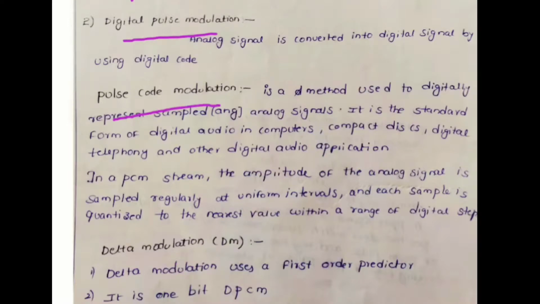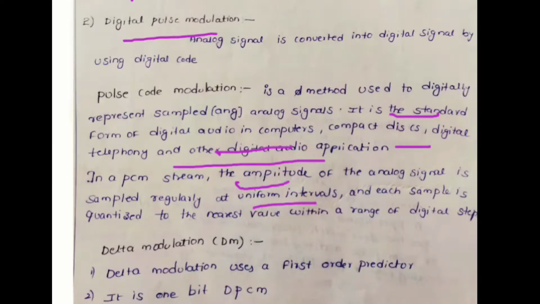To represent data or any signal in digital form, we have to convert the analog signal to a digital signal. Actually, analog to digital converters are there, and they can be used before and after conversion. It is a standard form of digital audio in computers. How is audio stored in computers? You can see in mobiles also the audio is stored in digital form. Compact discs and digital telephones also use pulse code modulation. In a PCM system, the amplitude of the analog signal is sampled regularly at uniform intervals. It is sampling and quantization.